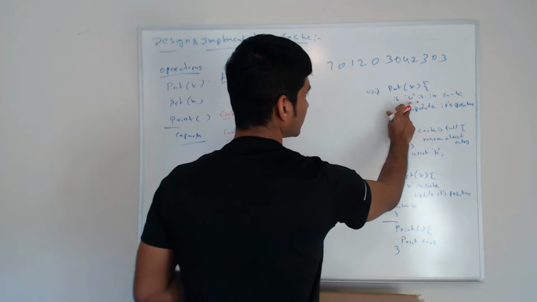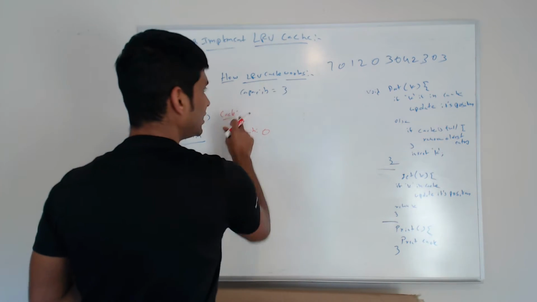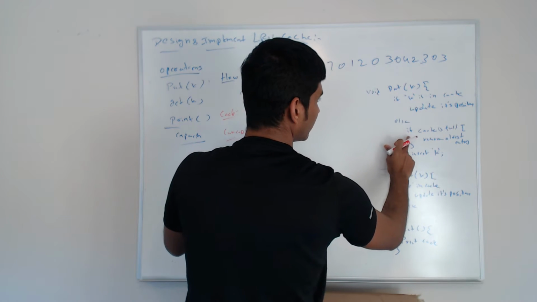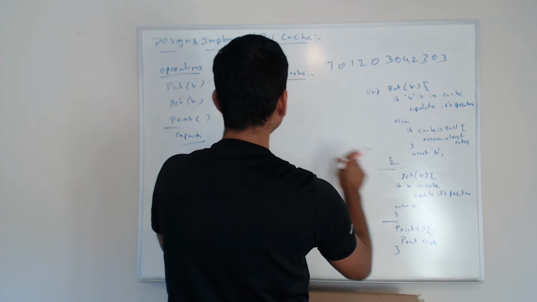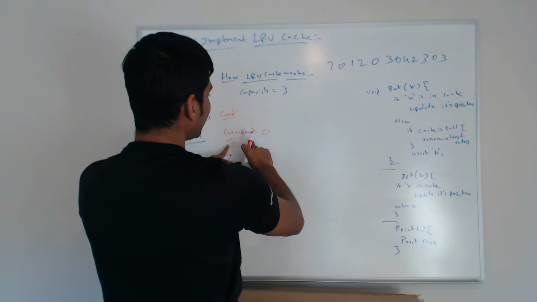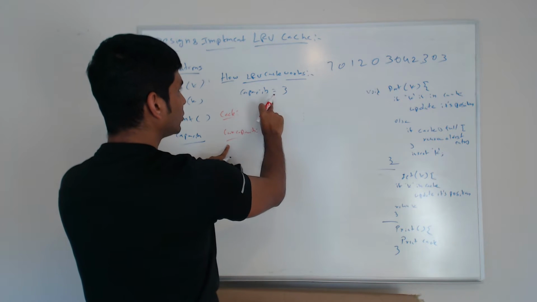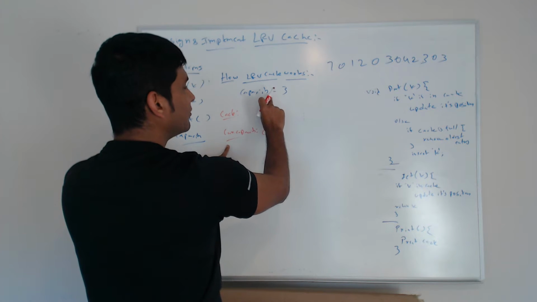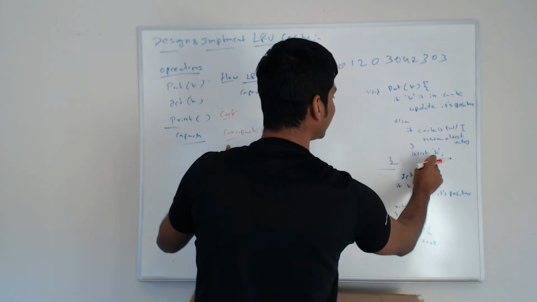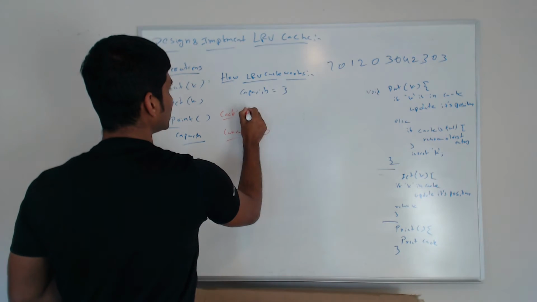We check, is 7 in cache? Initially the cache is empty, so it's not, and we come to else. Then we check if the cache is full. Is the cache full? No. What full means is that the current capacity of the cache is equal to the given capacity. No, because it's just 0. So then we just insert 7 into the cache.